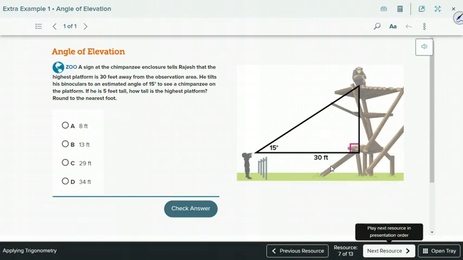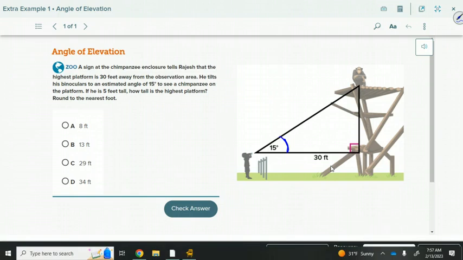So we know that it's 15 degrees. We know that it's 30 feet away. And now we need to find out the highest platform. So the first thing that we've got to do is find our ratio. We need to take what we know, and we also need to apply what we're trying to find out. So in this case, what are we trying to find? How tall the platform is.